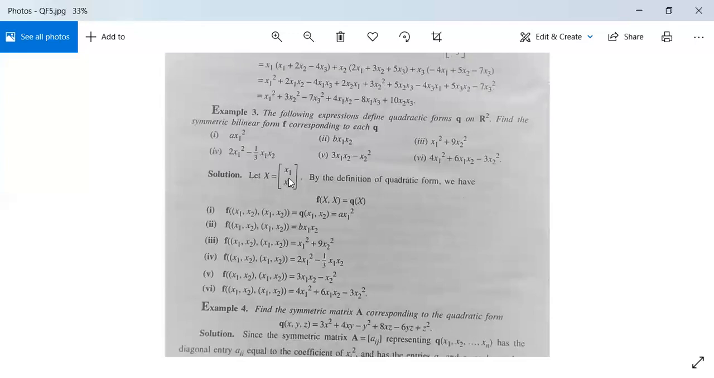See the solution. Let x be equal to (x1, x2). By the definition of quadratic form, we have f(x, x) equal to Q(x). So f of x, x is what? f((x1, x2), (x1, x2)) will be Q(x1, x2). It is your a x1 square, given. Similarly, all are f((x1, x2), (x1, x2)). Since all have two variables, this is just equal to b x1 x2, x1 square plus 9x2 square, 2x1 square minus 1 by 3 x1 x2, 3x1x2 minus x2 square, 4x1 square plus 6x1x2 minus 3x2 square.